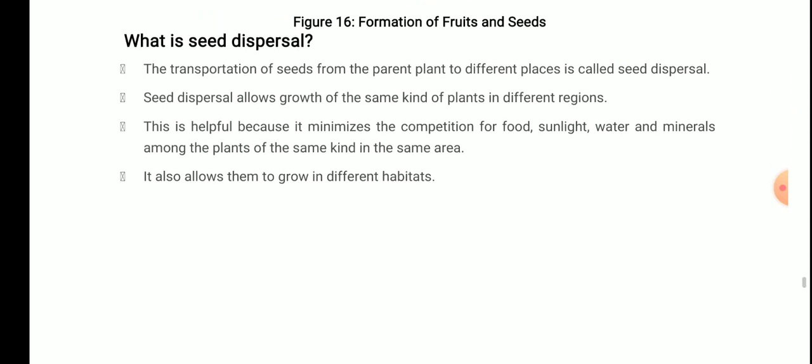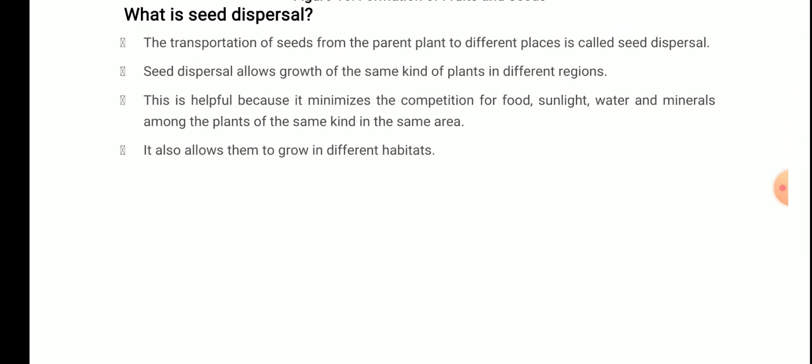Now, the next topic is, what is seed dispersal? As the word dispersal says, the transportation of seeds from the parent plant to different places is called seed dispersal. Okay, first of all, what is the definition of seed dispersal? It is the transportation of seeds from the parent plant to different places. Seed dispersal allows the growth of the same kind of plants in different regions.